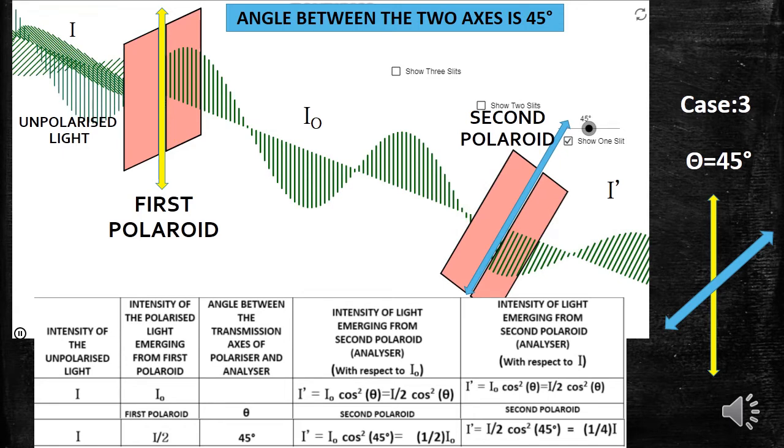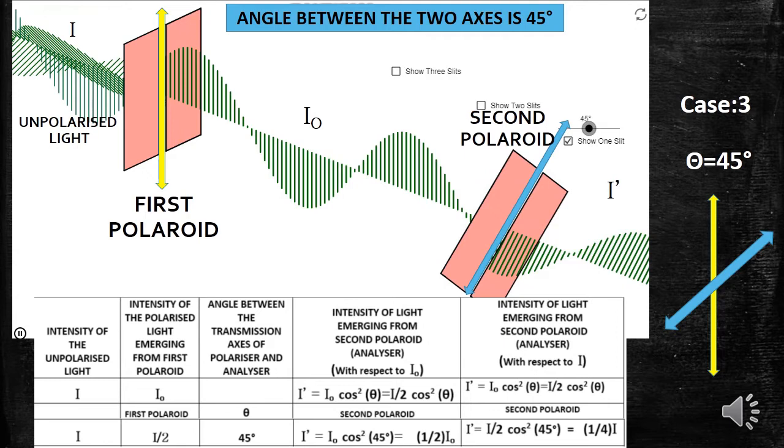Now we are going to calculate the intensity of the light which comes out from the second Polaroid. With the help of Malus law, we are able to calculate. I dash is equal to IO cos square theta is the formula. Here IO is nothing but I by 2. Substitute I by 2 instead of IO. The angle between the two transmission axes is 45 degree. Therefore I by 2 cos square 45.